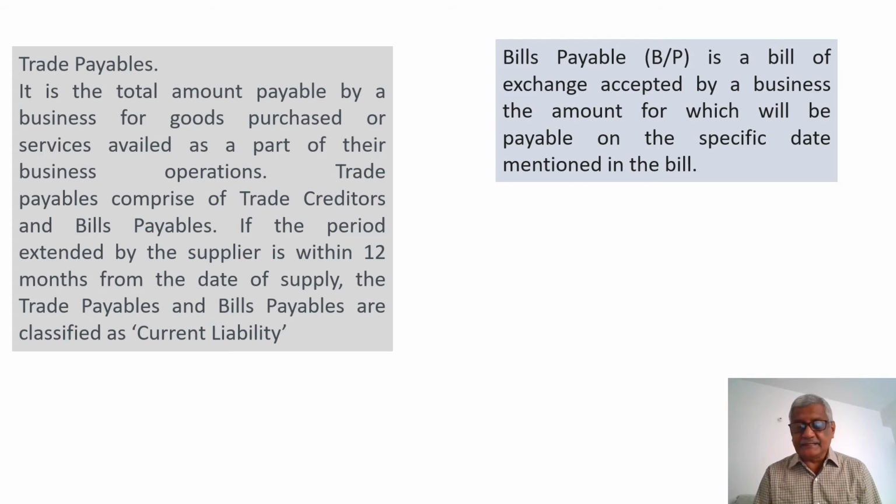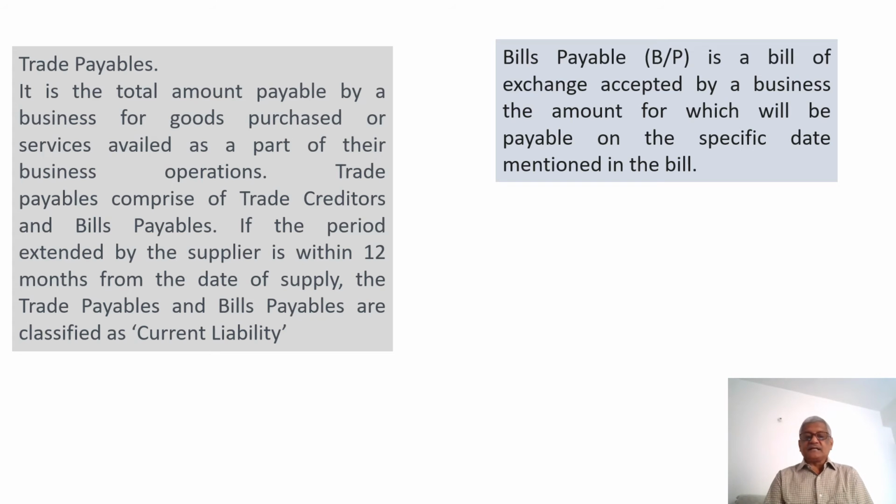Let us now move on to item number 2, which is called trade payables. It is also coming under current liability. It is the total amount payable by a business for goods purchased or services availed as a part of their business operations. Suppose the company is selling a particular product. For that, the company is procuring something from the suppliers, and the supplier is permitting some time to pay, and whatever may be the balance to be paid to the suppliers is what is called trade payables.